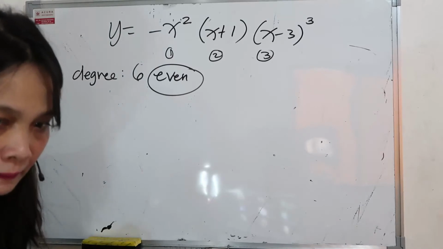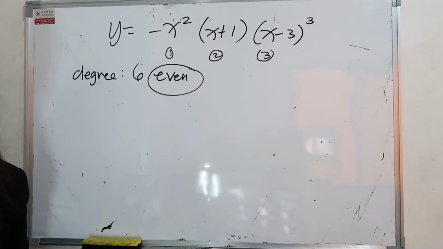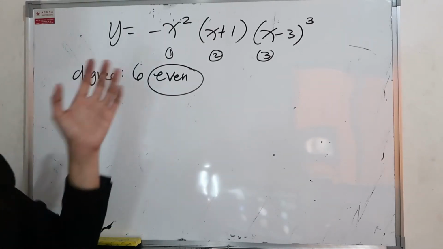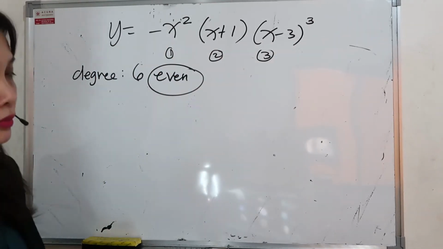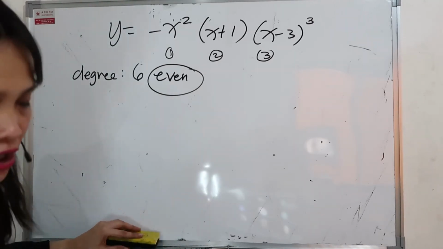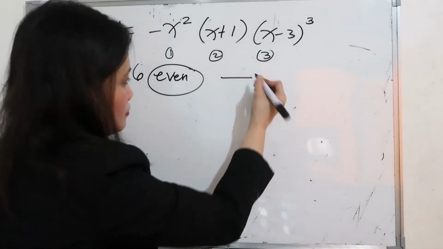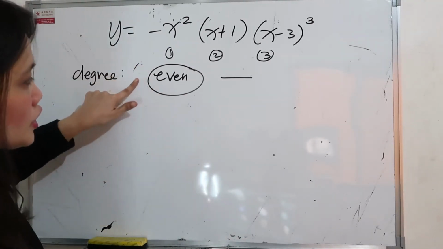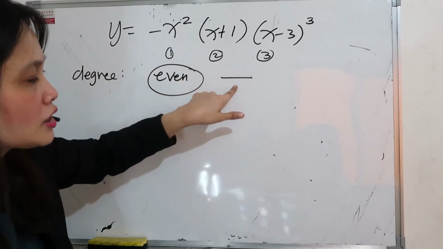Even. Now, what is your leading coefficient? Based on this, what's the leading coefficient? Okay, negative. So the degree is even, and the leading coefficient is negative.